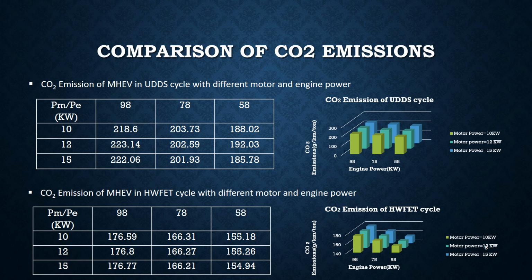These are the comparison of CO2 emissions. I'm again varying the motor power and the engine power, and I'm plotting the CO2 emission for different combinations. As you can see, for a combination of 58 and 15, I'm getting a low CO2 emission of 185.78, and this one is for urban cycle, and for highway cycle, for the same set of combination, I'm getting a low CO2 emission of 154.94. All these values are for auto transmission.